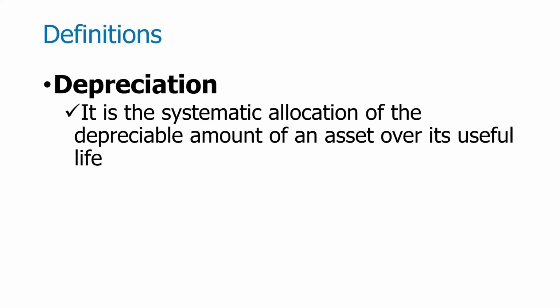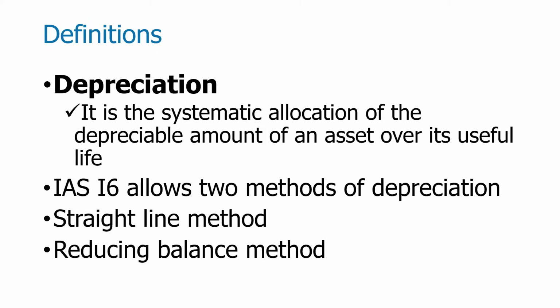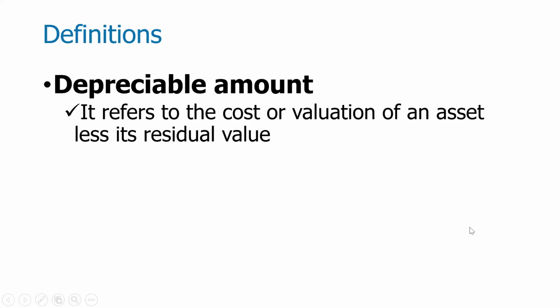And then depreciation: the systematic allocation of the depreciable amount of an asset over its useful life. It has not changed. The definition is the same as before. IAS 16 only allows two methods of depreciation, and these are straight line and the reducing balance. Let me know if I'm moving fast, okay? Notify me if I'm moving fast.